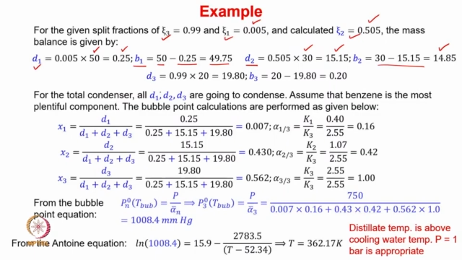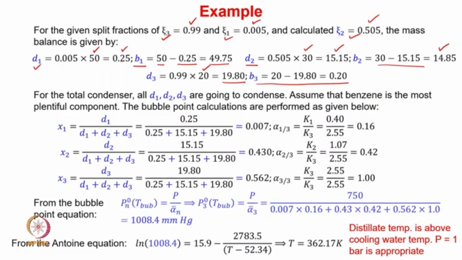Similarly, we can calculate for benzene. So benzene is a light key component, so its split fraction is given as 0.99. So 0.99 multiplied by the feed rate, which is 20, gives me 19.80 kilomole per hour. This much amount of benzene will be in the top product, and whatever is remaining with respect to the feed rate, that will be in the bottom product. So in the bottom we will get 0.20 kilomole per hour.